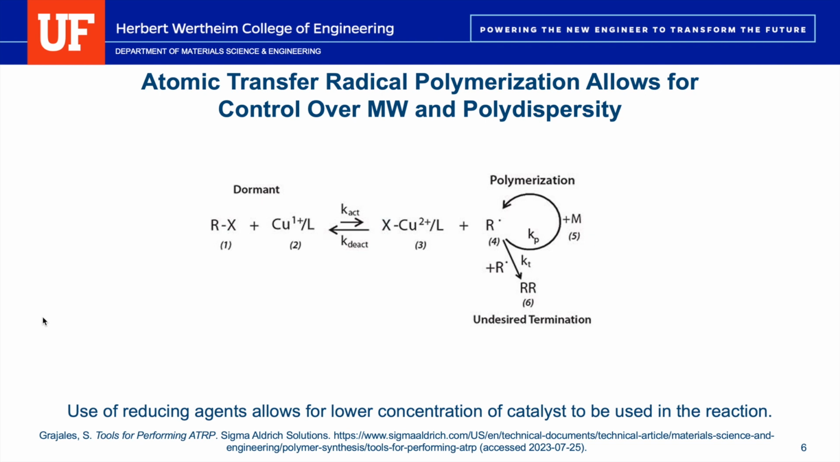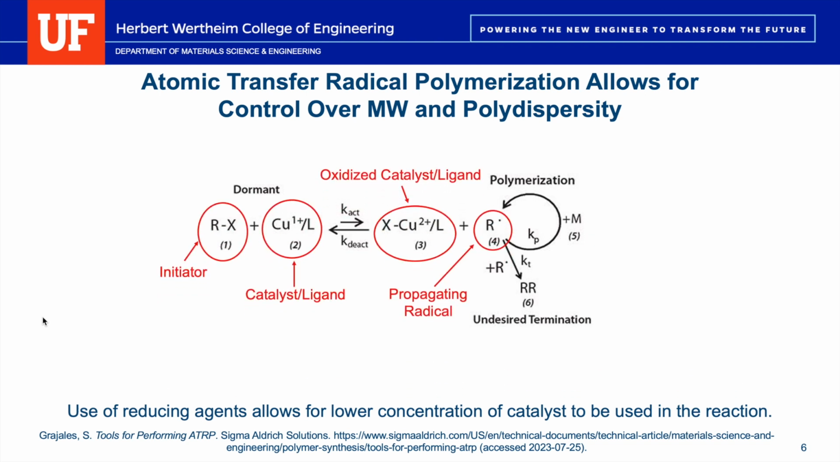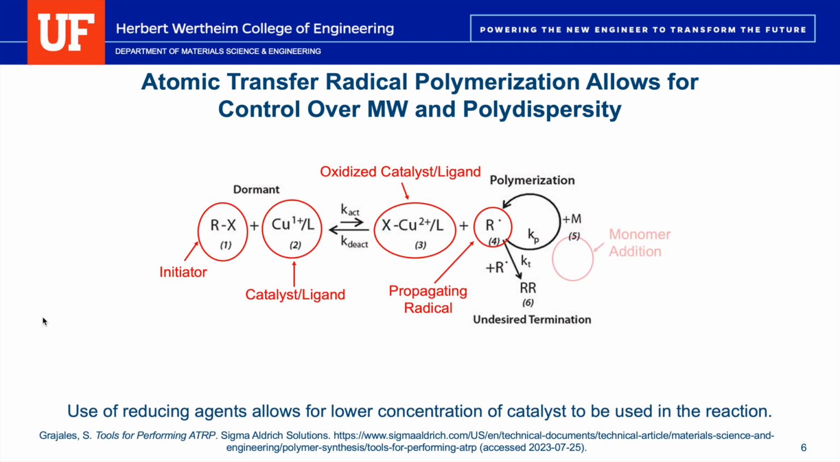ATRP stands for Atom Transfer Radical Polymerization, which is a type of controlled radical polymerization. It allows for carbon-carbon bonding with a transition metal catalyst. If you remember, a polymer is a long repeating chain of monomers, and this reaction forms those bonds. It involves an initiator, a catalyst bound to a ligand, an oxidized catalyst bound to another ligand, propagating radicals, and the monomers that are being added to the chain.